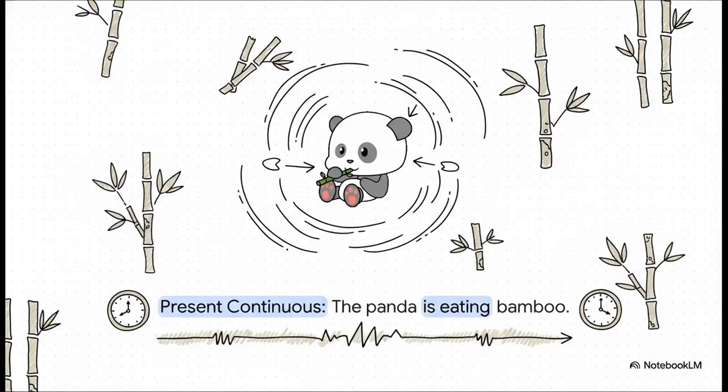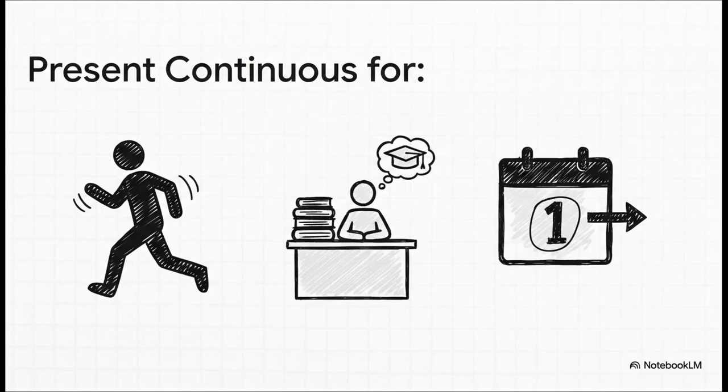And now, let's meet Continuous Panda. This animator is all about action that's in progress. He's not just a creature that eats bamboo in general. No, right now, at this very moment, he is eating. The action is happening, it's ongoing, it has a duration. We use the present continuous for stuff happening this very second, but also for temporary situations and even for definite plans we have in the near future. The key idea for all of these is that the action is in progress around a specific point in time.